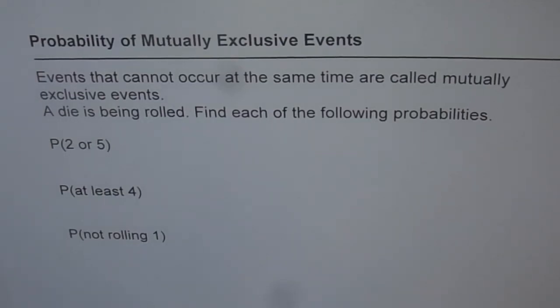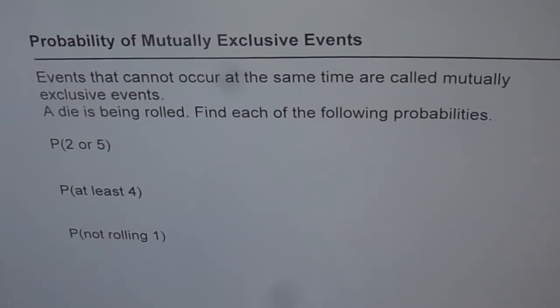Probability of mutually exclusive events. Events that cannot occur at the same time are called mutually exclusive events. Like tossing a coin, right? If you toss a coin, you either get heads or tails. You can't get both. So these are mutually exclusive events, right?